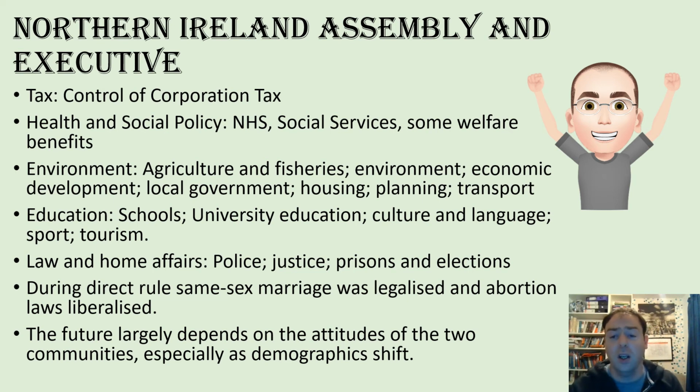tourism. Schools are very different again in Northern Ireland, largely faith-based schools, though there's some degree of decline in that. They have control over law and home affairs, police, justice, prisons and elections, and that was hugely significant. Part of it, again, because of the history between the two communities and issues with British rule going back into the 60s and 70s. The direct rule period in between 2017 and 2020 saw same-sex marriage being legalised and also liberalisation of abortion laws.